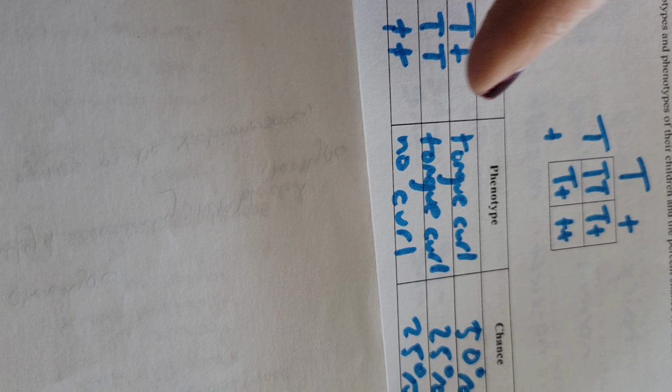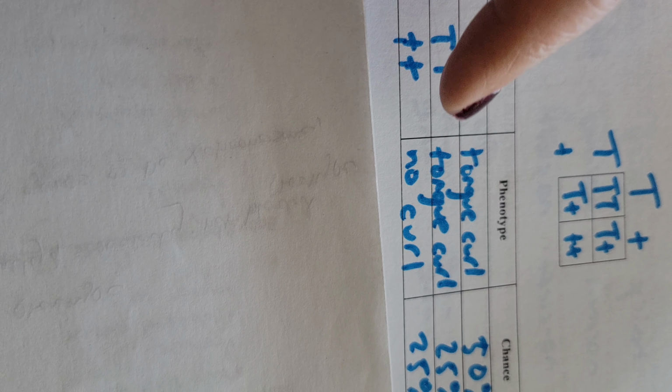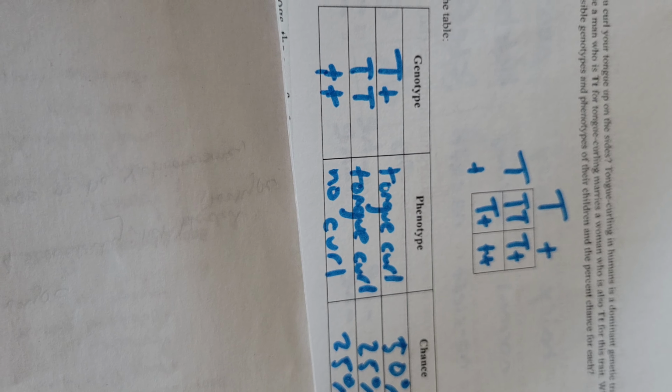All right, for number two, it asks you to mate a hetero with a hetero. So big T, little T with a big T, little T. And you should have got this, which gives you 50% of them having the hetero, and that means tongue curl. 25% of them, only one box having the homo dominant tongue curl, and one box, meaning 25%, having no curl. So that's number two. So modify it if you need it.